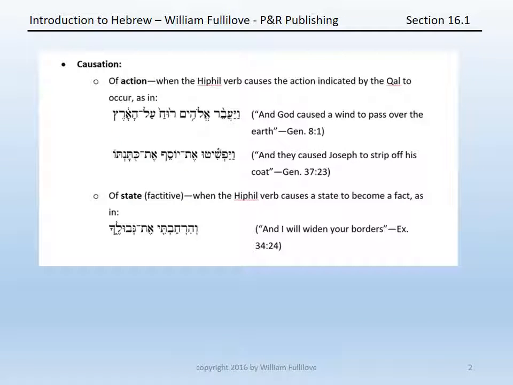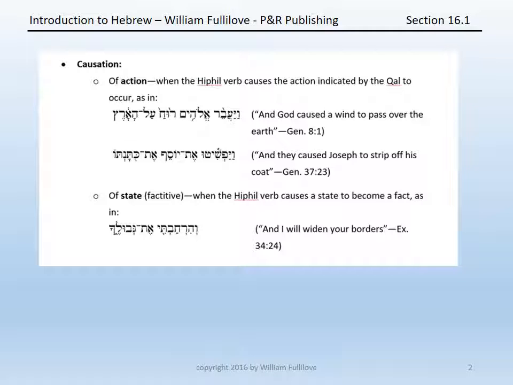The first major relationship of the Hiphil to the Qal, as we have said, is that of causation. That can either be causation of an action or causation of a state. Causation of an action is when the Hiphil verb causes the action indicated by the Qal form of the verb to occur. Consider both Genesis 8:1 and 37:23.